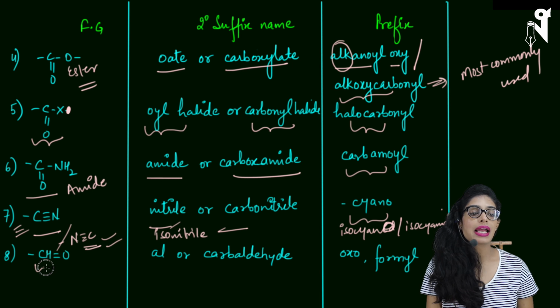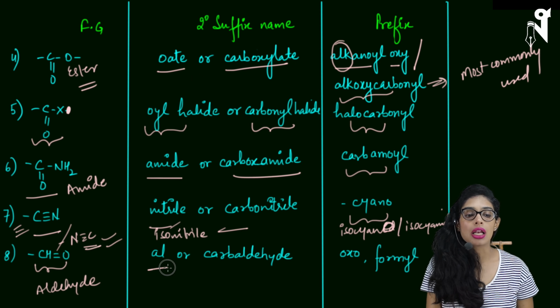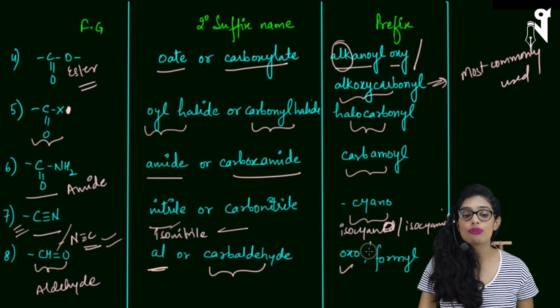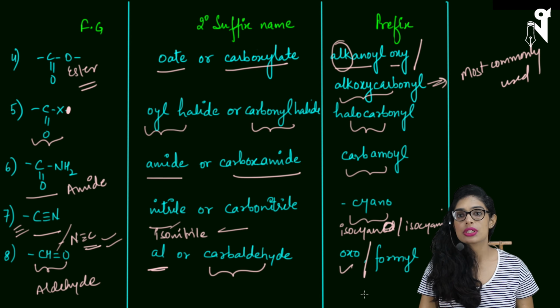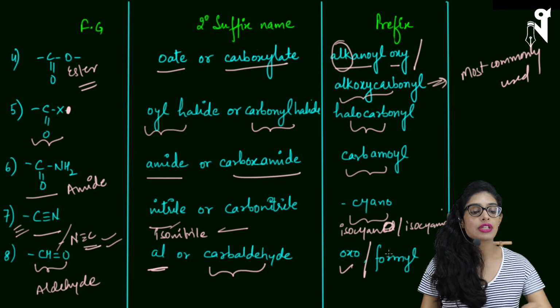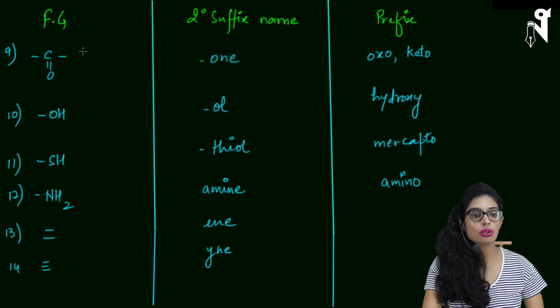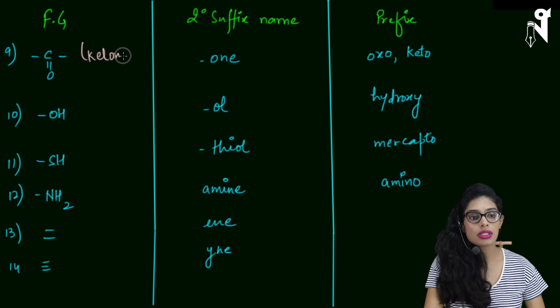Next, another group is the aldehyde group, and the suffix for it is al or carbaldehyde. And if it is acting as a prefix, then the prefix is going to be oxo or formyl. Either of them you can use, it's your choice. Let's talk about the next few functional groups very quickly. The next functional group is ketone. The secondary suffix for this is -one.